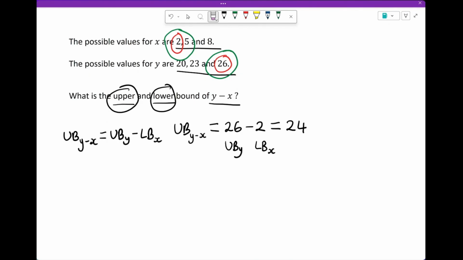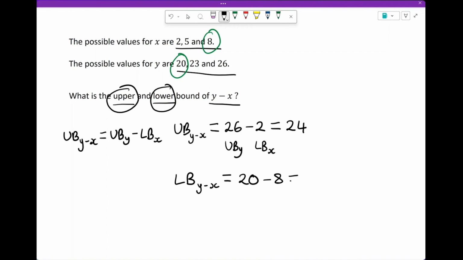Now let's consider lower bounds instead. So I'm going to write LB y subtract x. So thinking once again of subtraction as the difference between two numbers, we now want the difference to be as small as possible. So which value could you pick from y and which value could you pick from x such that the difference between the two is as small as possible? Well, you'd have to pick the 20 from y and the 8 from x, as they're the two values that are the closest together. So for y, we've got 20. For x, we've got 8, so we're going to subtract 8, and the answer comes out as 12. So that's our lower bound for our subtraction calculation.